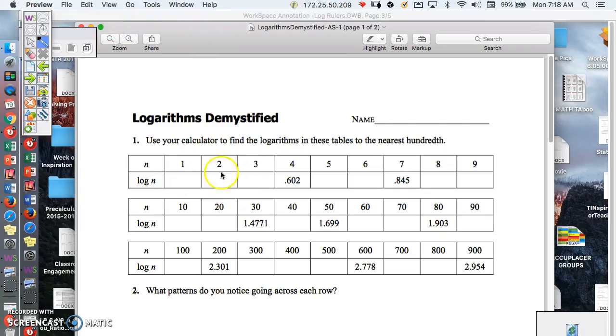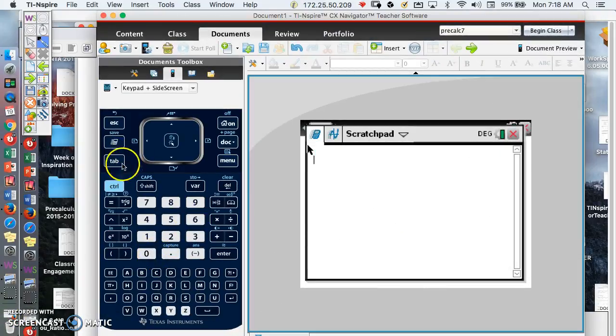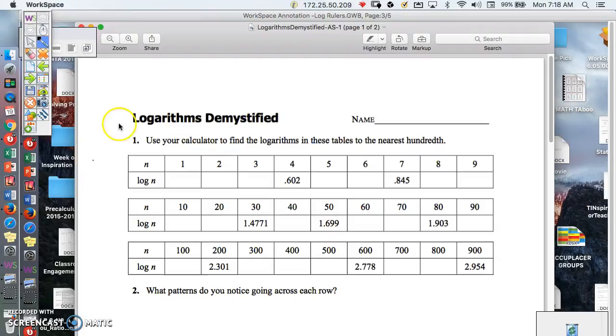The first thing we're going to do today is we're going to use our calculator to fill this in. So on your calculator, we'll go to our scratch pad and our log key, control log. We just assume if there's no base it's 10 and we can just skip that, so we have a 1. So log 1 is 0 and we're going to put a 0 there.